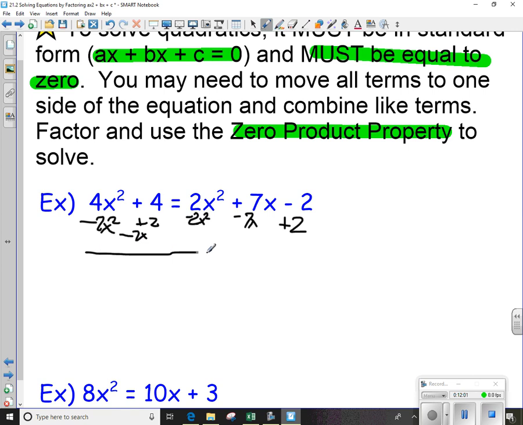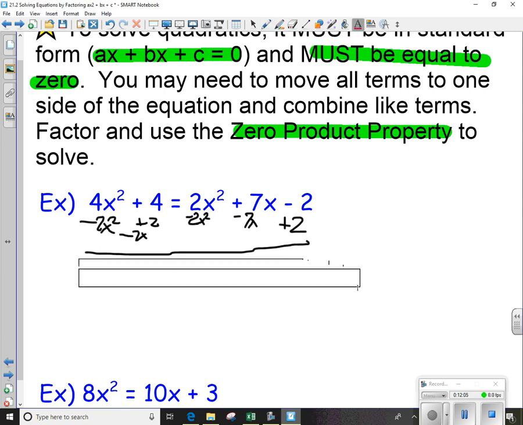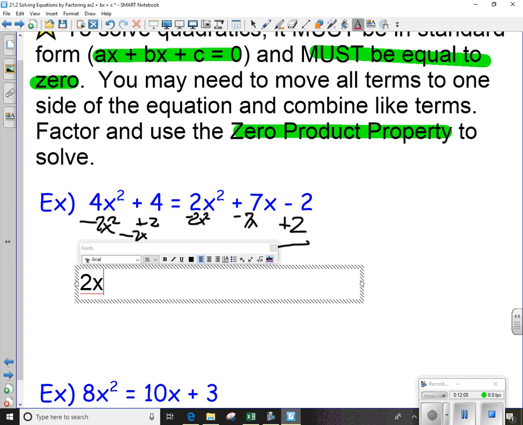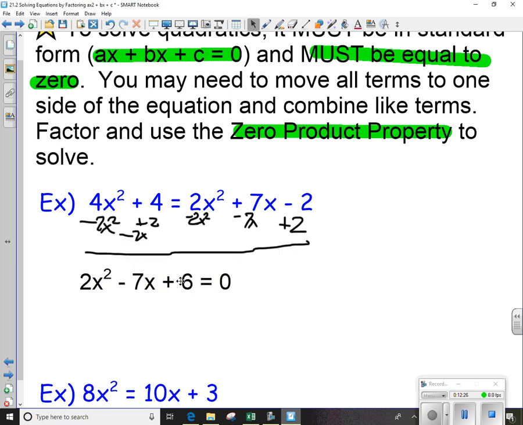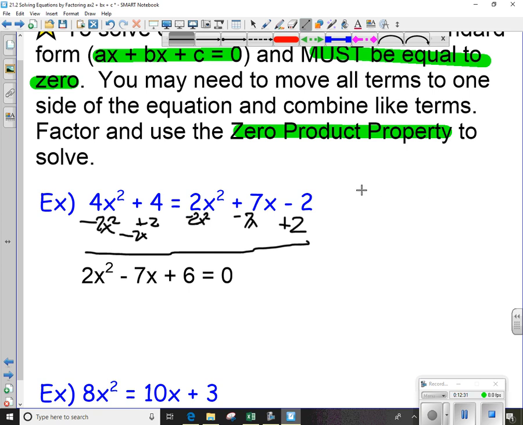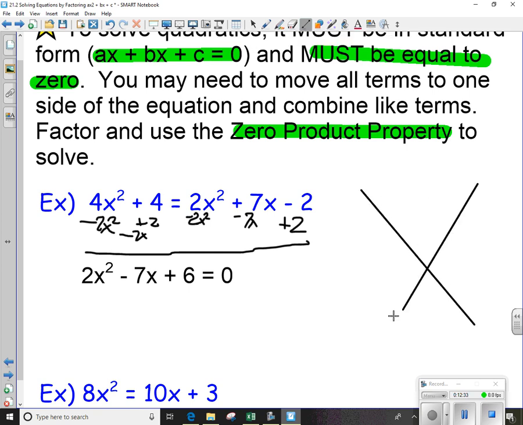So then, in this case, when I write this out, 4x squared minus 2x squared is going to give me that 2x squared. I have that minus 7x I had to subtract over, nothing to combine it with, and then I have 4 plus 2 gives me 6, and now that's equal to 0. So now that I have it equal to 0, I can't do my zero product property yet. So what I have to do is I have to factor it. Remember, it has to be two things being multiplied together to use a zero product property.